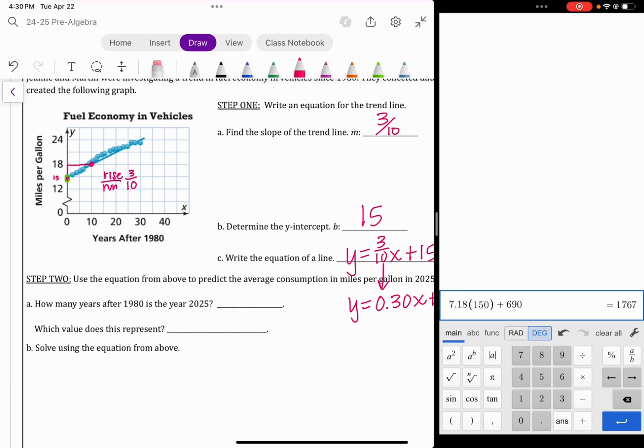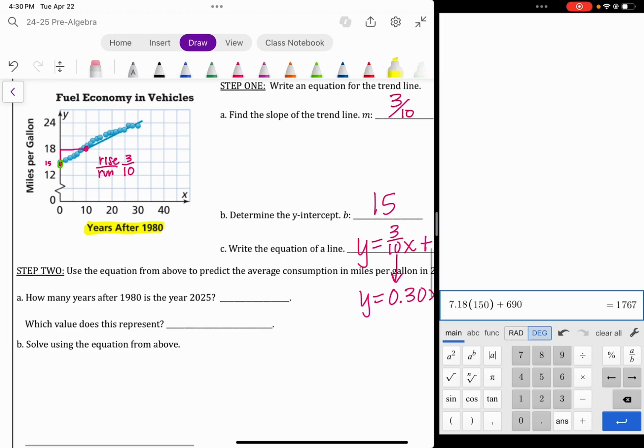How many years after 1980 is the year 2025? And it's asking us that because that's how we are measuring years on the x-axis. So 2025, that's 45 years after. What value does that represent? Well, that's my x value.